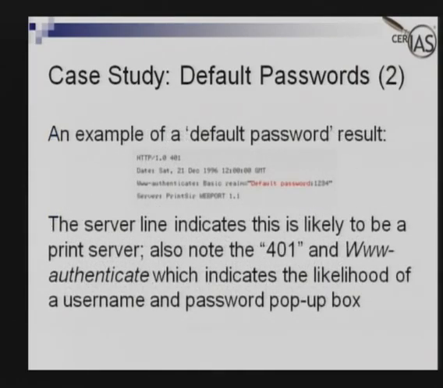So this is actually the very first result I found. This is a 401. We know that a 401 is an unauthorized banner. It's going to come back as a username and password. And the WWW-Authenticate header says basic realm default password 1234. Again, doesn't mean that this device is using the default password, but at least they're telling us what it might be. And it's a web printer, a print server. So it's a web interface for a printer.